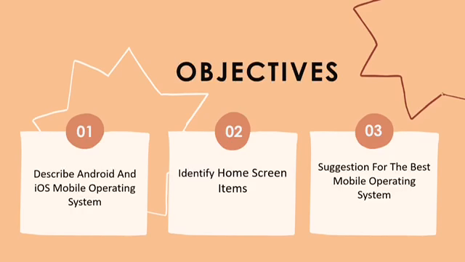So here are the three objectives for this problem-based task 2. Number 1 is describe Android and iOS mobile operating system. Number 2, identifying home screen items by managing applications, widgets, and folders. Number 3, suggestion for the best mobile operating system.